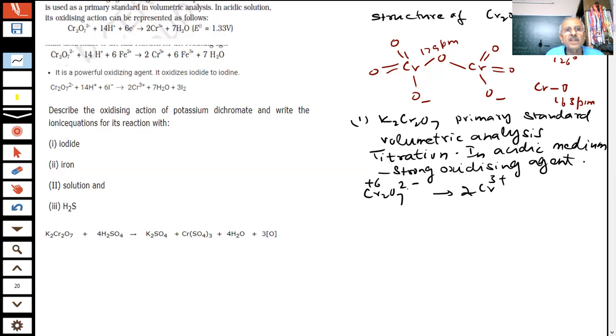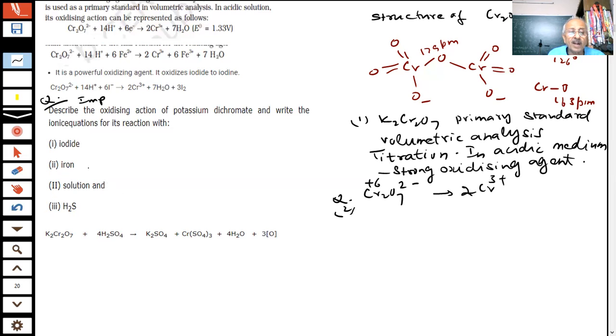The value is also given here. Dichromate plus 14H plus and 6 electrons: 1.33 volt is the standard electrode potential value. So this is positive and it can act as an oxidizing agent. It is a powerful oxidizing agent. A question has been asked: describe the oxidizing action of potassium dichromate and write the ionic equations. This is an important question for the paper. They can ask you a reaction.